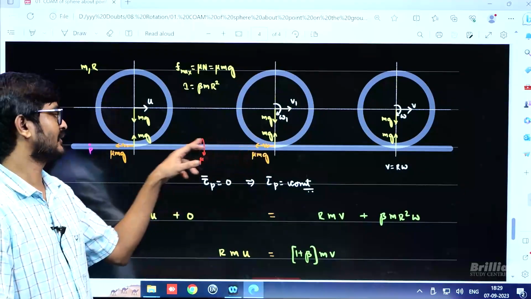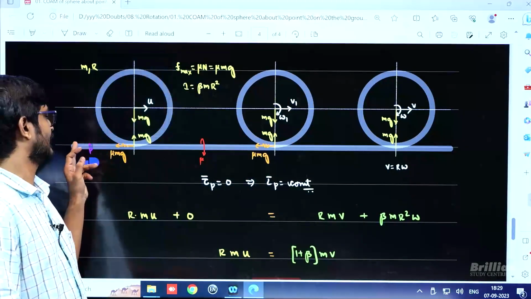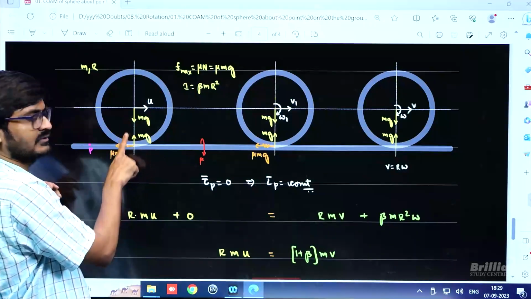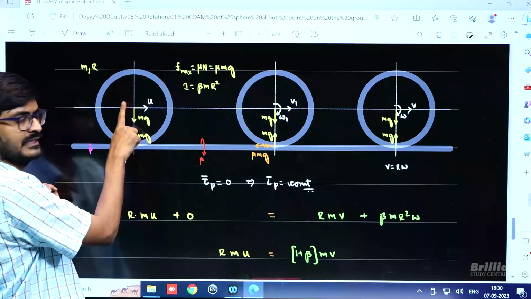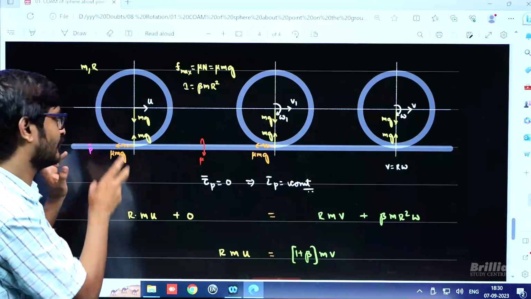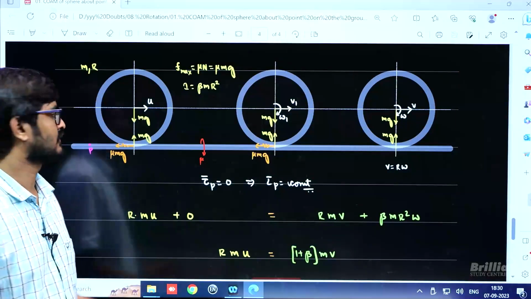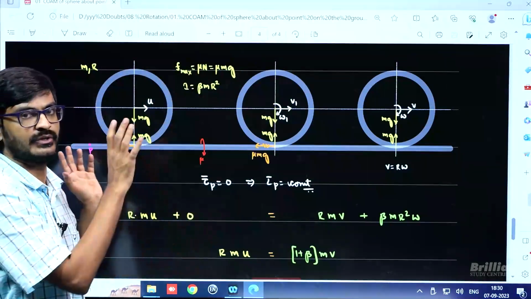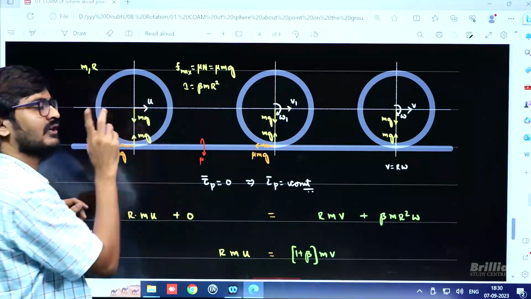Now if it doesn't depend on the friction, you can see when I take torque about point P, torque due to this mg and normal is also mg. So torque due to mg and normal will get cancelled. They are behaving like internal forces. So torque due to mg and normal will be 0 no matter about which point you are going to take.